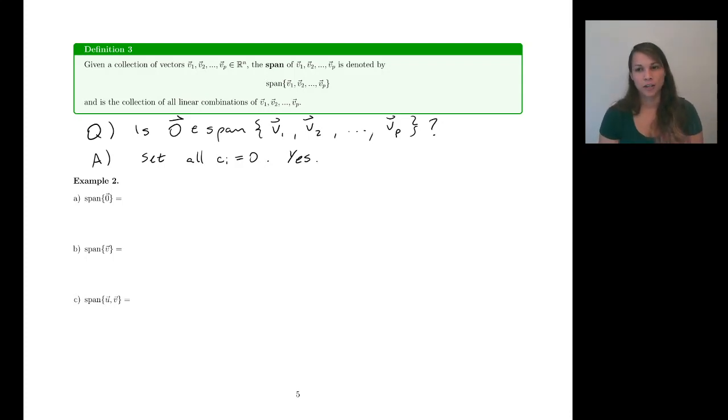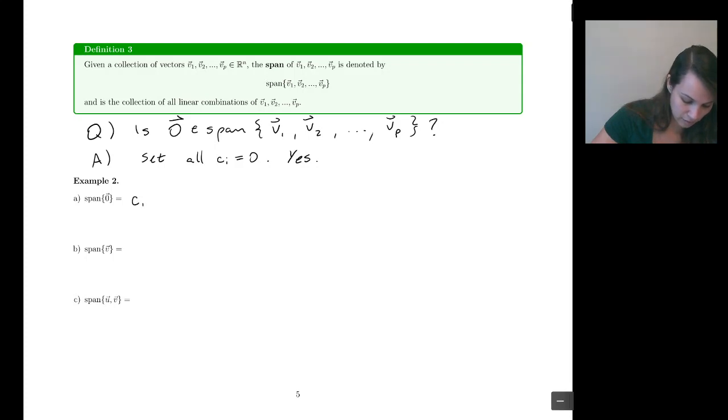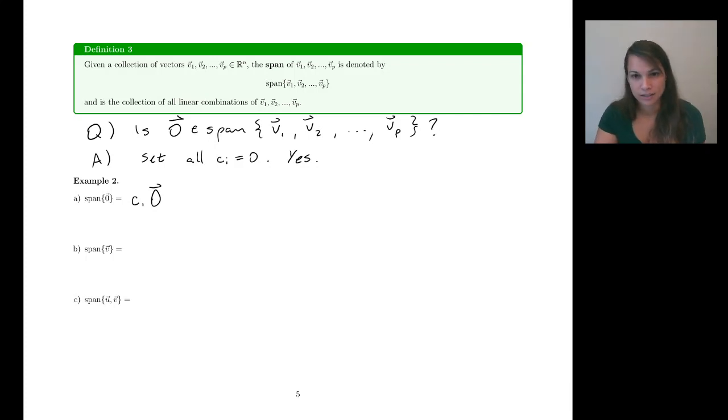Okay, so let's look at what the span of some of these is going to look like. So the span of the 0 vector would be all linear combinations of the 0 vector, which is just going to be a constant times the 0 vector. That's still the 0 vector.